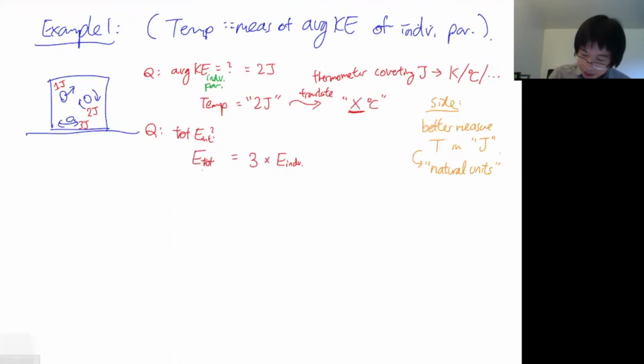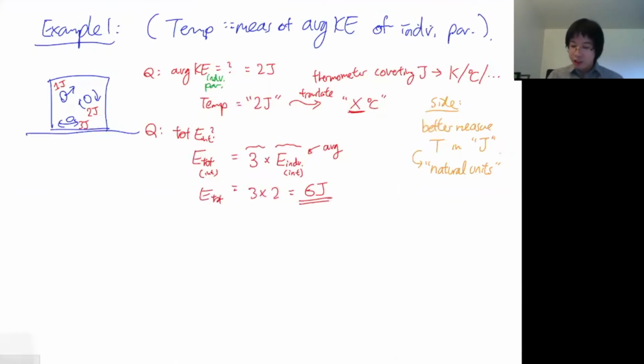So this is going to be the total internal energy, the total of the individual particles' internal energy. Because this is an average, you take the number of particles, multiply by the average, and you'll get a total. So it's 3 times 2, and the total is 6 joules. That's the answer. So E total equals 6 joules.